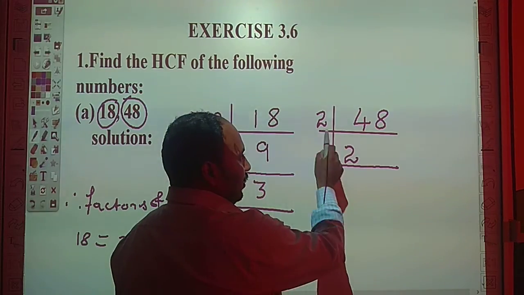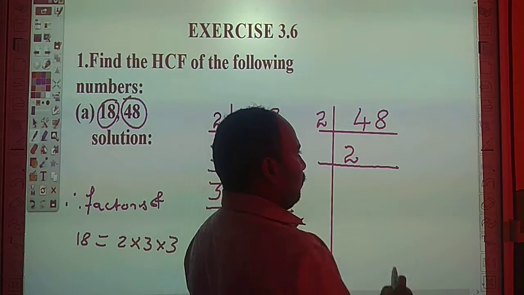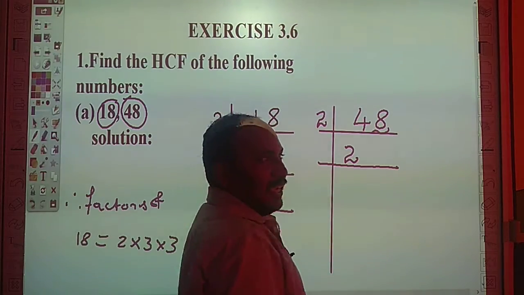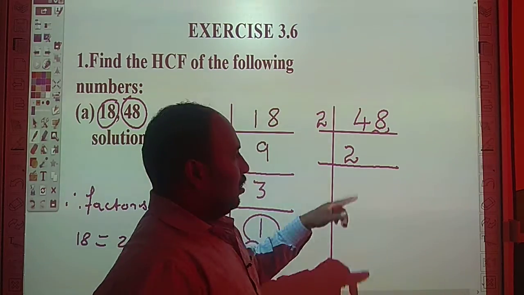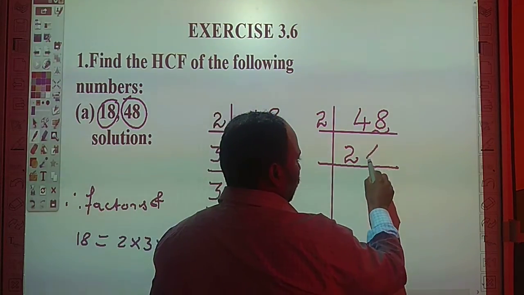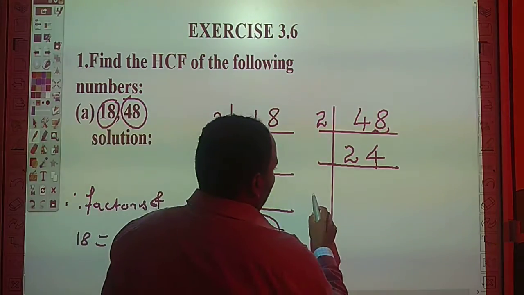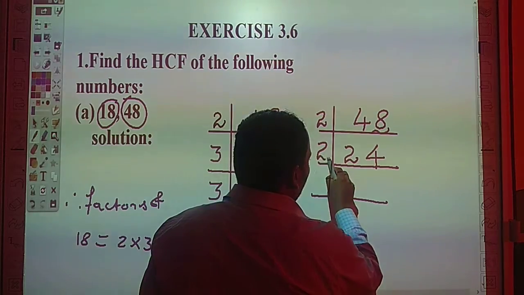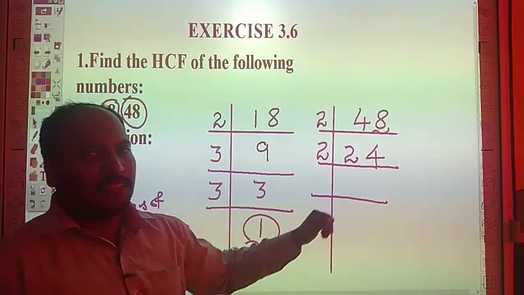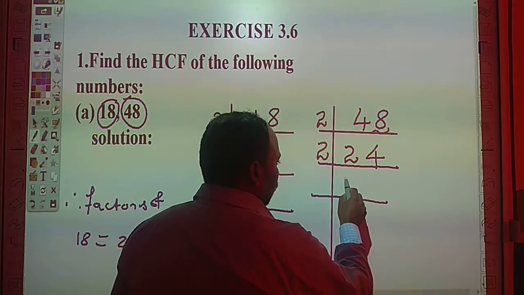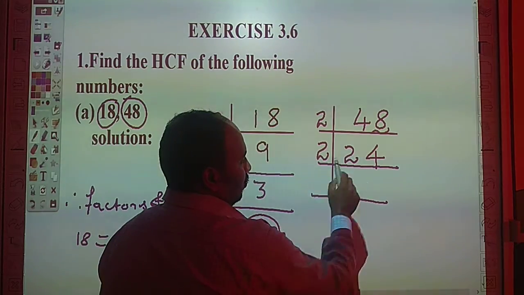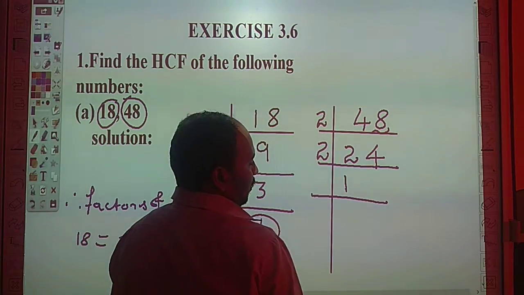2 into 2 is equal to 4. The next digit is 8. 4 2s are 8. The next one, again 2, because the last is this 4. 1 into 2 is equal to 2.